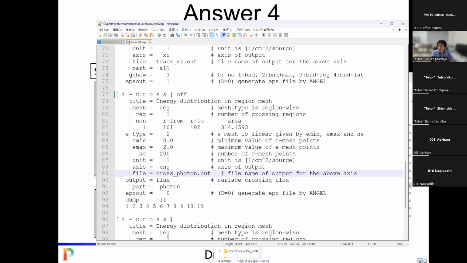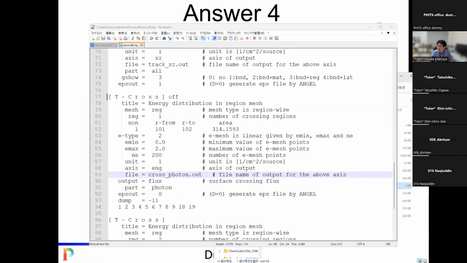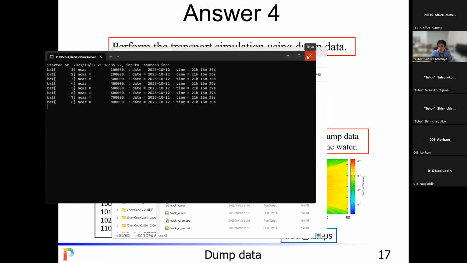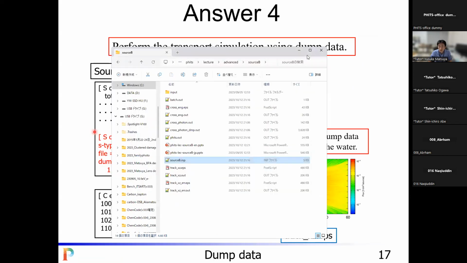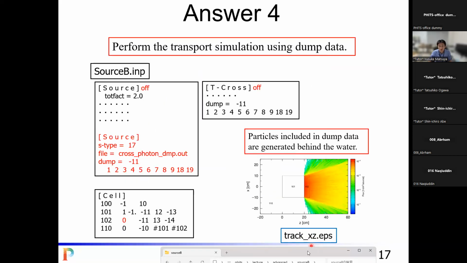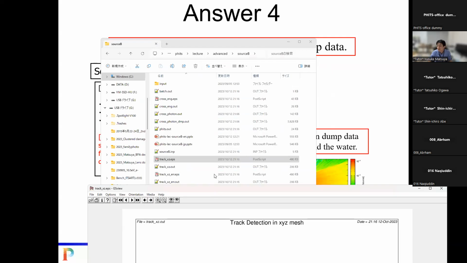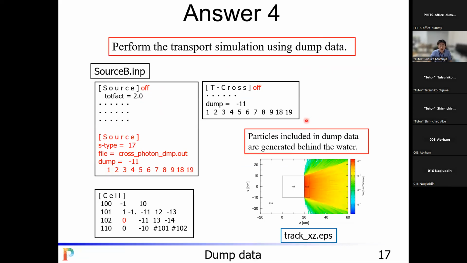Okay, after the changes, I will execute the bits, hoping it runs without any error message. After the execution, everyone please open the track_exit.eps file. Okay, perfect. As shown in this figure, radiation particles included in the dump data are generated behind the water.